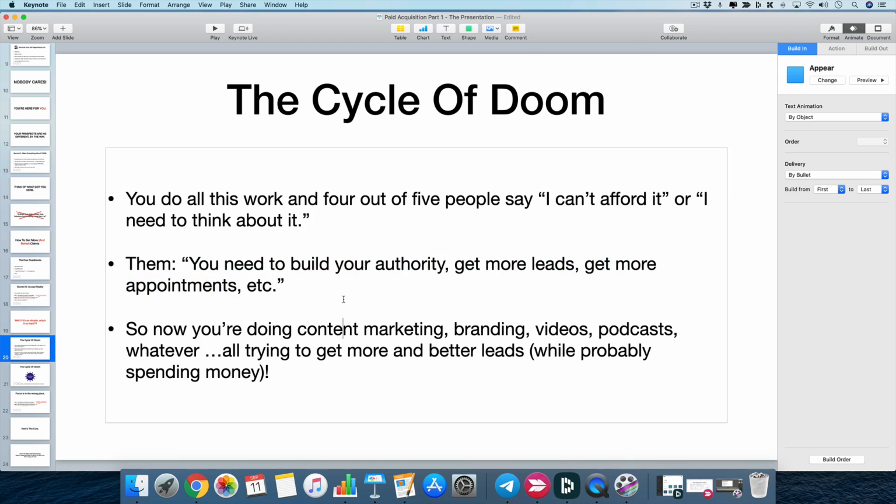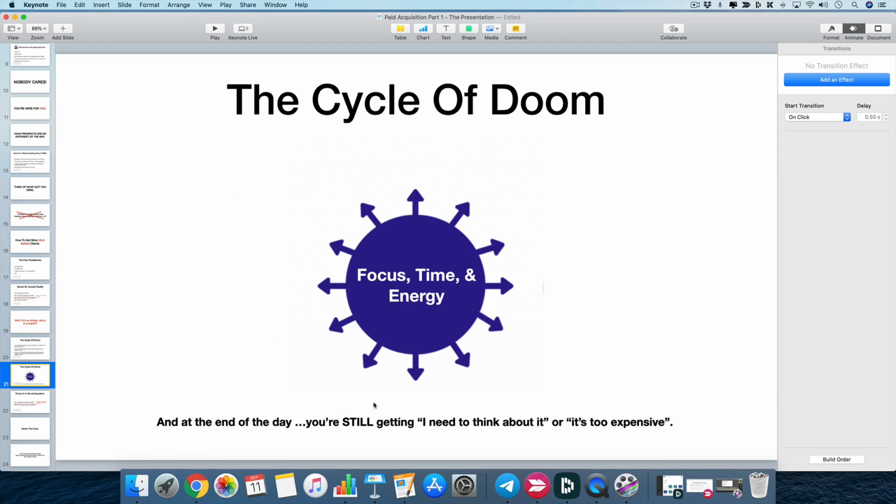So what I'm doing is I'm really exacerbating things now. I'm like, you're doing all this work, and you're talking to people, and they say, I can't afford it, or I need to think about it. And then you start listening to other professionals in our space, and they're telling you, you need to build your authority, you need to get more leads, you get more appointments. And that's not necessarily a bad idea. So now you end up doing all this content marketing, you're doing branding, you're doing videos, and you might make a podcast or whatever. And essentially what you're really trying to do is get more and better leads, and it's probably costing you money. And here's what it looks like. You're doing a bazillion things, and at the end of the day, you're still getting, I need to think about it or it's too expensive.